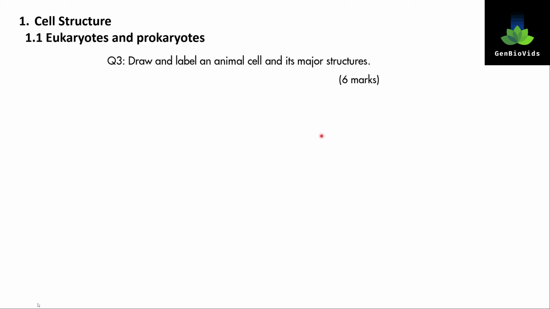So this is an example of a 6-mark question, and it asks you to draw and label an animal cell and its major structures. So at this point you can pause the video and try and do that yourself. Now this question is a nice and easy 6 marks, and you'll be looking to produce something that looks like this.